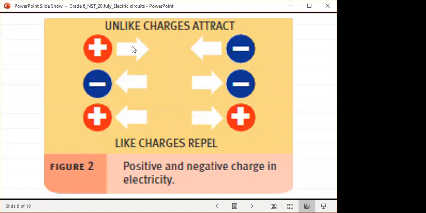So here we have an example of a positive and negative charge, and the arrows are showing us that they attract. So unlike charges attract each other. And then the negative and the negative, they repel. So they do not attract and they do not come together. And here we also have the positive and positive, and they are like charges, and like charges do what? They repel. So in electricity, we find a positive as well as a negative charge, and only the positive and negative charge attract each other.